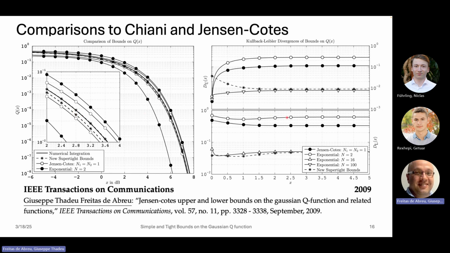In fact, if you look down on the right-hand side, another way for you to see how tight the bounds are is to throw in the Kullback-Leibler divergence and compare them against the actual Q function itself. And what you can find is that the so-called super tight bounds are as tight as a multi-term exponential bound with 100 terms. And look, if you are doing an exponential bound with 100 terms, you are essentially solving the numerical integration in a very clever way. So it's very difficult for you to outperform this altogether.